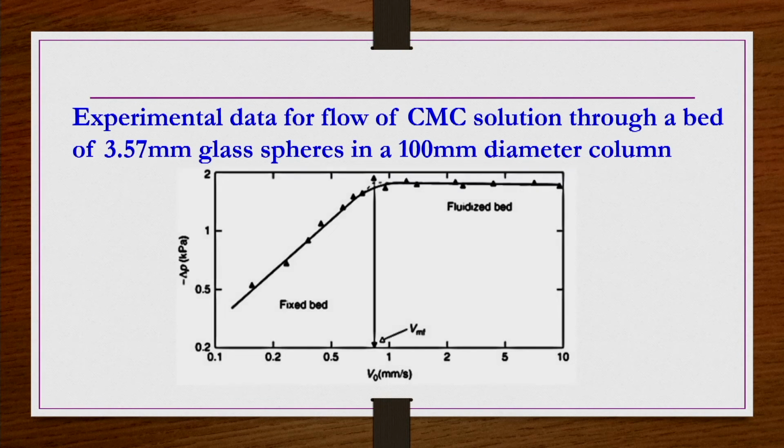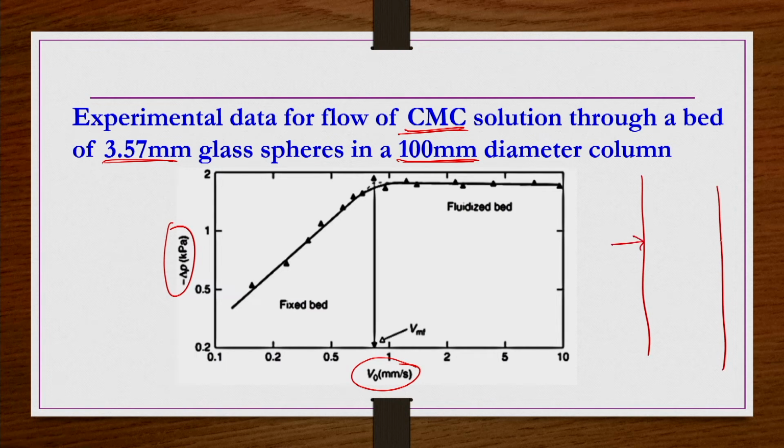right. So, now we see some experimental results, pressure drop versus the flow rate for a CMC solution flowing through a column having 100 mm diameter with packing of 3.57 mm glass beads. So, they have a 100 mm column.